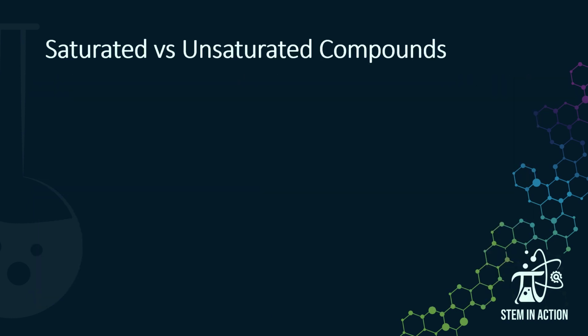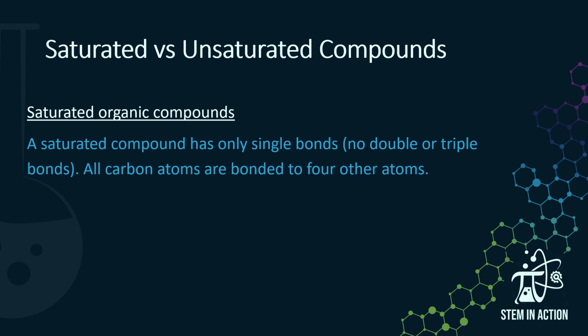Next, we are going to look at saturated versus unsaturated compounds. So what are saturated compounds? A saturated compound has only single bonds, and it does not have any double bonds or triple bonds. All carbon atoms are bonded to 4 other atoms. So you would remember that when we looked at the special properties of carbon, we said that carbon has the potential to form single bonds, double bonds, or triple bonds.